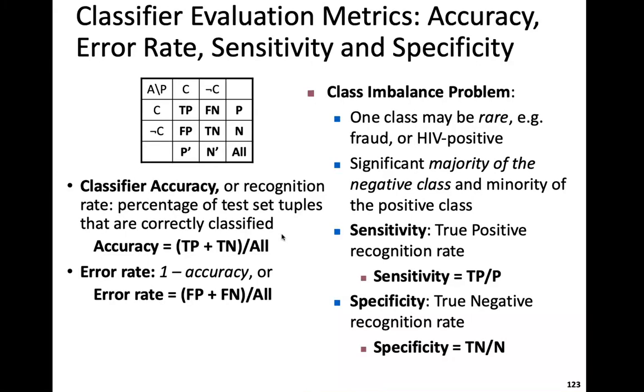Okay, so as you can see here, how do you calculate the classifier accuracy? It is also called the recognition rate. It is the percentage of the test set tuples that are correctly classified. As I said, we are going down the diagonal. So that is true positive plus true negative, divided by all, that is all the positives and negatives. And what is the error rate? It is 1 minus the accuracy. So that gives the error rate.